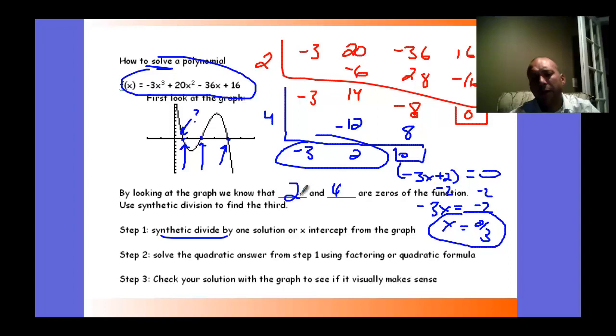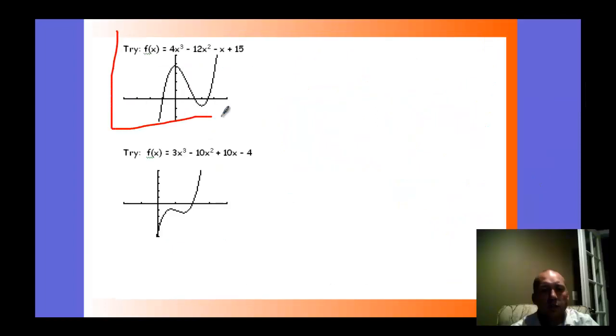Now, if you divide by one of these zeros, you could have used the quadratic answer and factored or used the quadratic formula to find the other solution. But if we know two of them, might as well do the double synthetic division to help us get down to a linear factor right here that we can just solve. Once you get it, you should check your answer to make sure that it seems logical with what the graph is stating. Let's have this one be your homework problem. I'll try the other one.